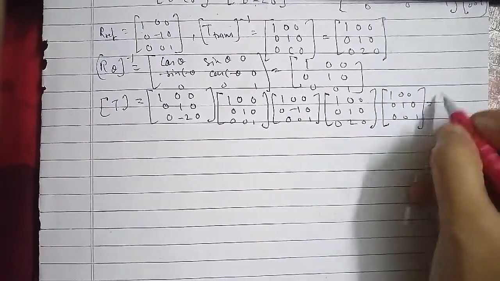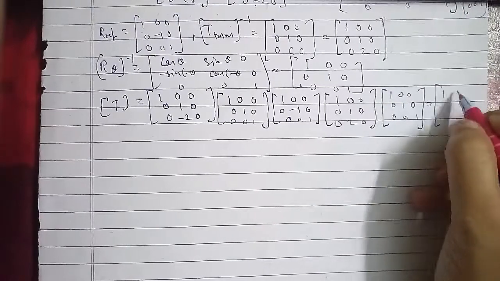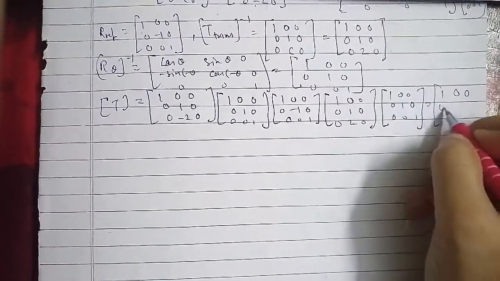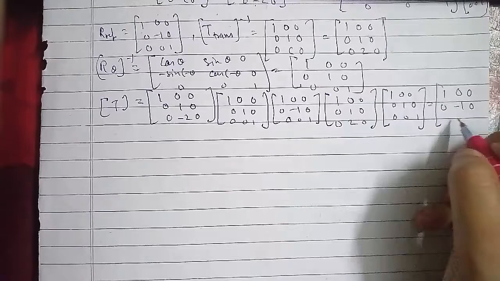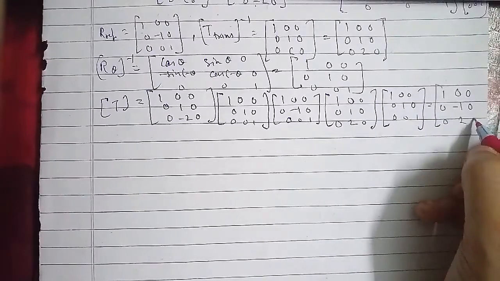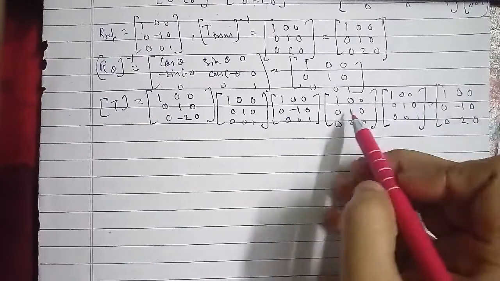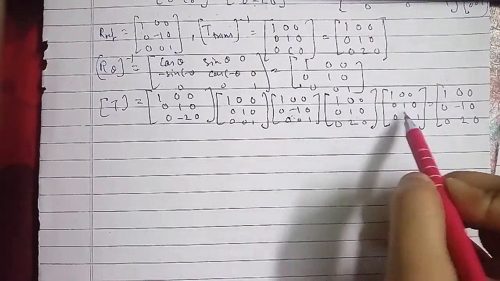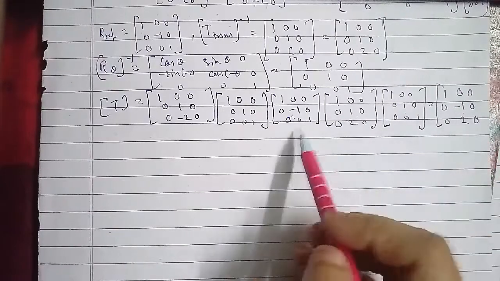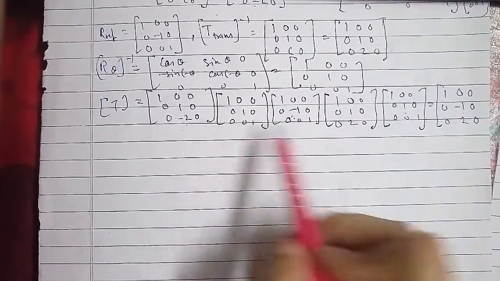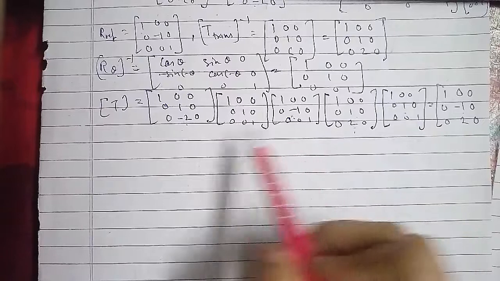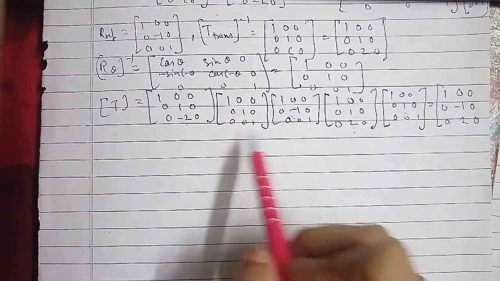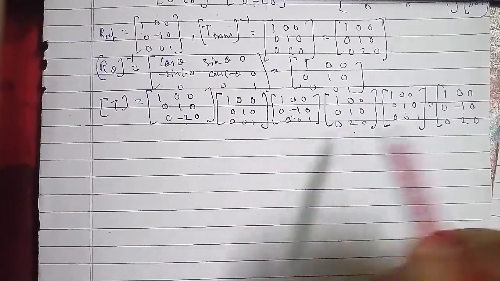1 0 0 0 minus 1 0 and 0 2 and then we have 0, because here everything in between is 1 and here it is minus 1. So we'll multiply, we'll get minus 1, and here it is simply minus 2 and this is 2. So minus 2 and here 2, that will be multiplied and we'll get it in the form of 2 here. The matrix will be formed like this.